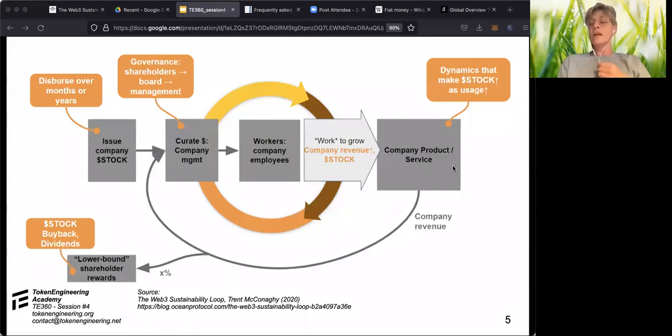All right, this is very typical in the stock market. You either have an increase in, or sometimes both, an increase in the value of the stocks itself or additional dividends or rewards to the shareholders. Right.